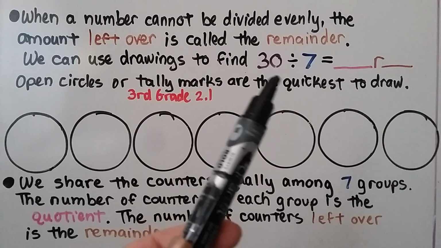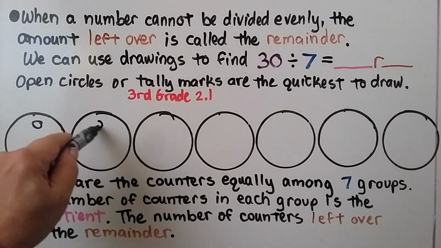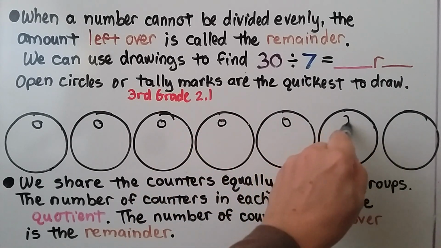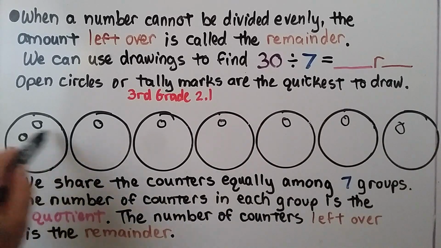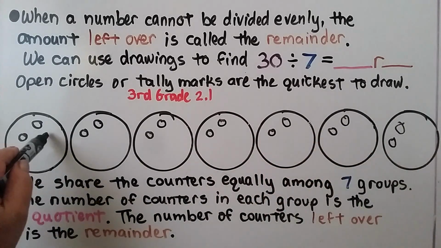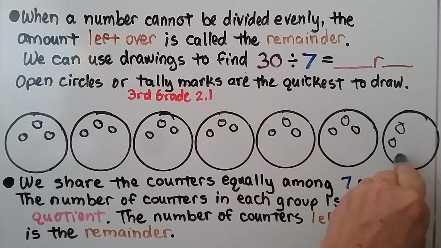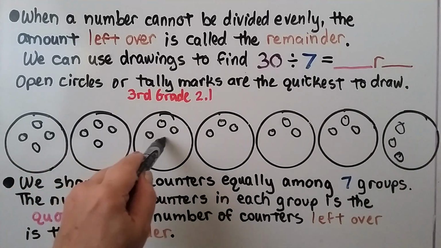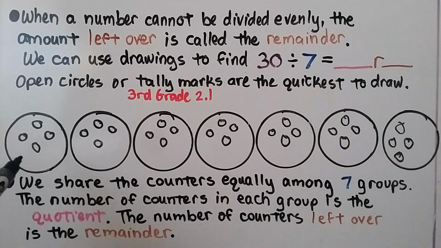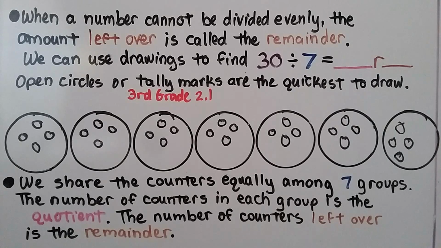So we have 30 and we need to divide it into 7 equal groups. So we start by putting 1 in each group. 1, 2, 3, 4, 5. Oops, let's close that one. 6, 7, 8, 9, 10, and so on up to 28. Uh-oh, if I do 29, 30, then they're each going to have 5, and they're only going to have 4, so I have to stop.